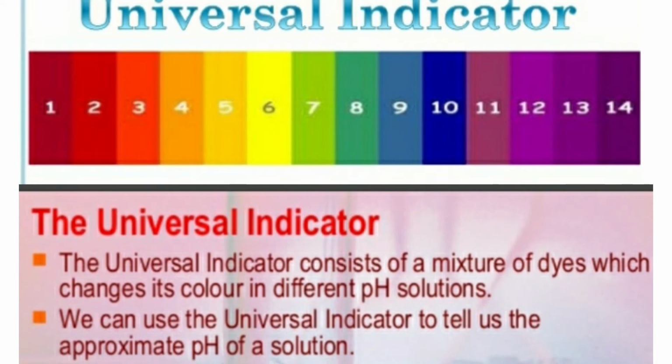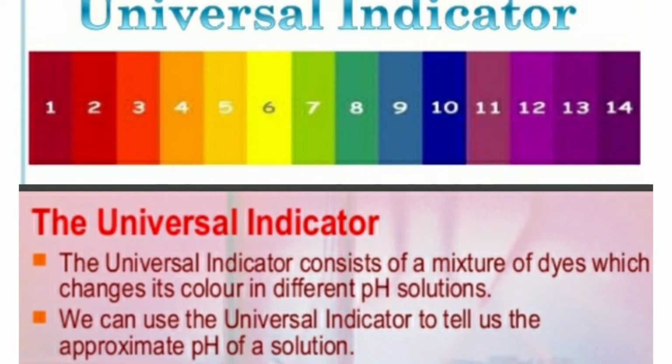The universal indicator consists of a mixture of dyes which changes its color in different pH solution. We can use the universal indicator to tell us the approximate pH of a solution. For example, you can take universal indicator.